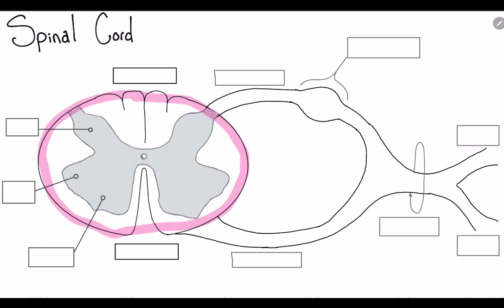You can see there are two different colors we've got here, and they are appropriately named. In the white region, we're going to have the white matter. And in this gray butterfly looking region, we're going to have the gray matter. The white matter has axons that are myelinated, or surrounded in that fat layer.